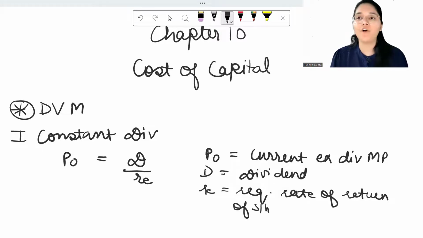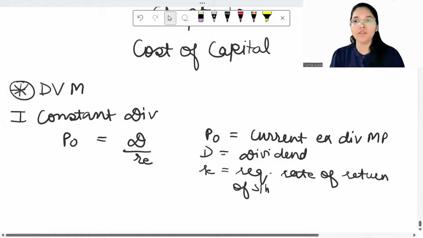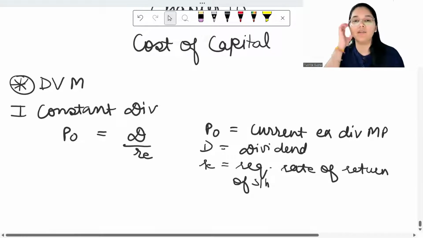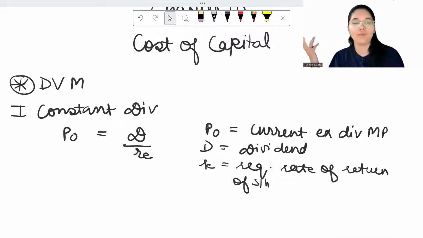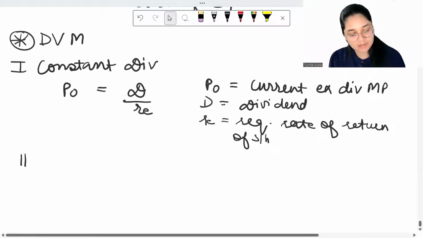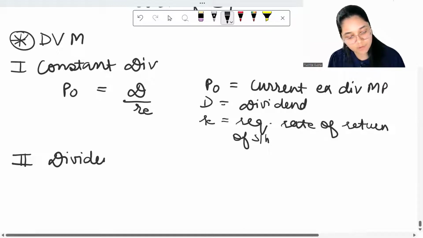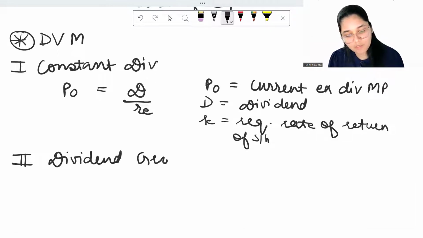All right, so this is the formula that we use if a constant dividend is being paid out every year. That means if $5 has been decided as the dividend which gets paid out every year, regardless of what profits are, what the growth is, this is the formula that you're supposed to use. Then the more likely scenario is that there's a constant dividend growth. So every year your dividend is growing by a fixed percentage. So what formula do you use in that case?